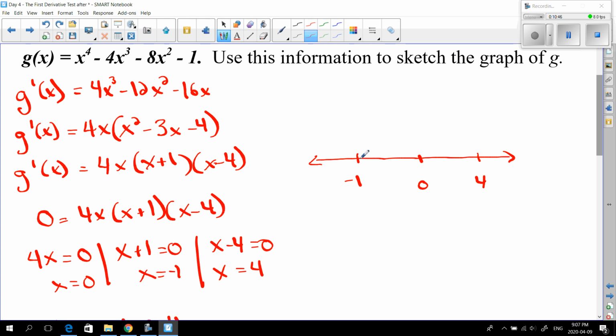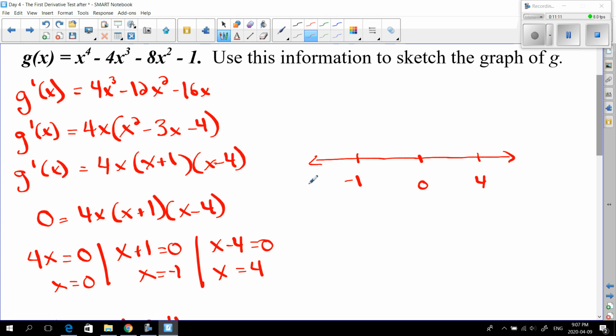This first interval right here goes from -infinity, that arrow pointing left means we're heading left forever, or heading towards -infinity. So the interval will be from -infinity to -1. The next interval is pretty easy to see. It goes from -1 to 0. The third interval goes from 0 to 4. And the fourth interval goes from 4 to the extreme right, or positive infinity.